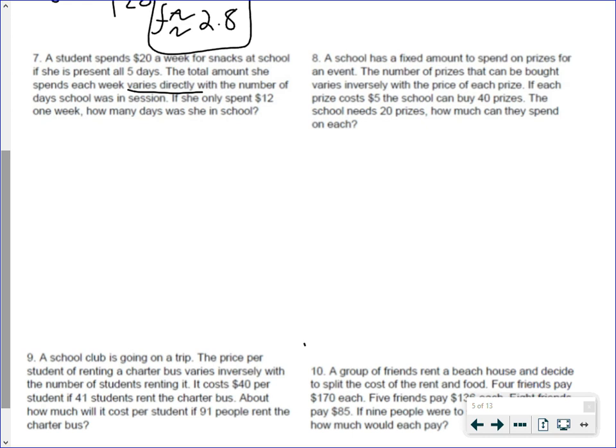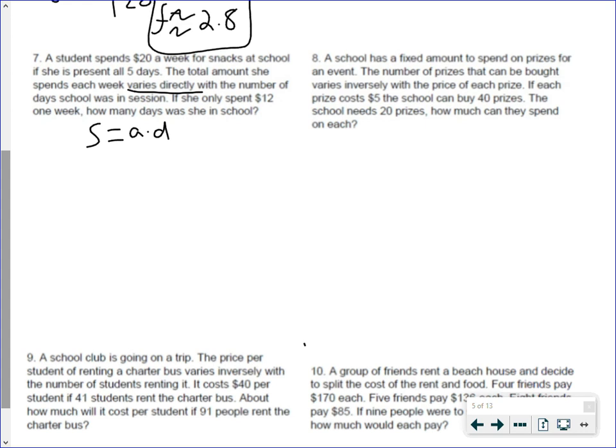All right, so we know a student spends $20 a week on snacks at school. Let's say the amount that the student spends is S. Okay, and we're going to say that the total number of days that she's in school is going to be D. So we know that S and D vary directly, so S equals A times D. That's the direct variation equation.